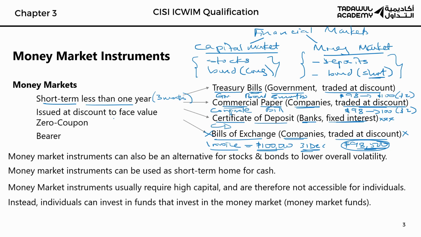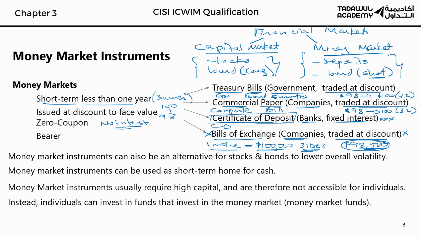They are issued at a discount to face value. If their face value is 100, they are issued to us at 98. They are zero coupon, that means there is no interest. They don't pay interest at all. Keep in mind, there is only one exception to this rule, and that exception is the CD, Certificate of Deposit. It's the only investment in the money market that pays interest.